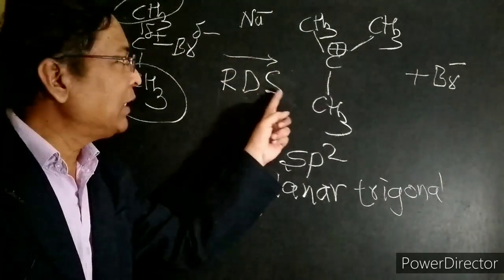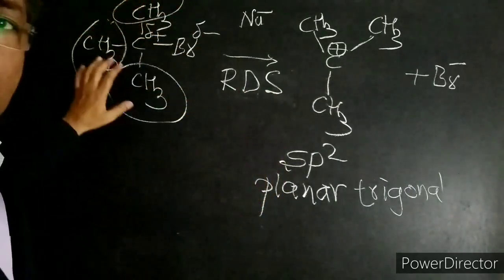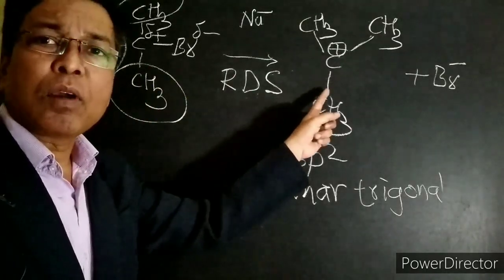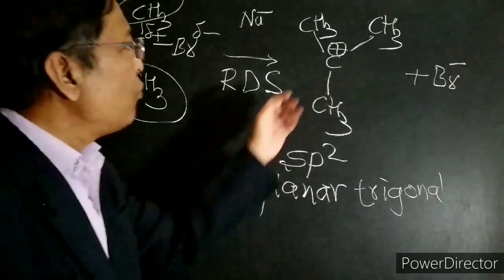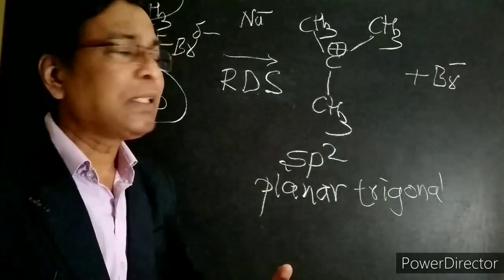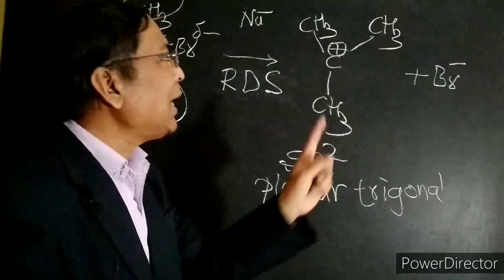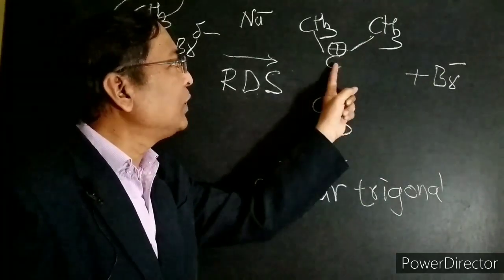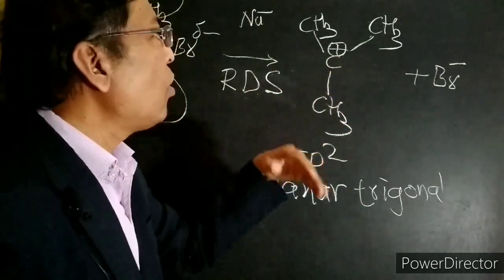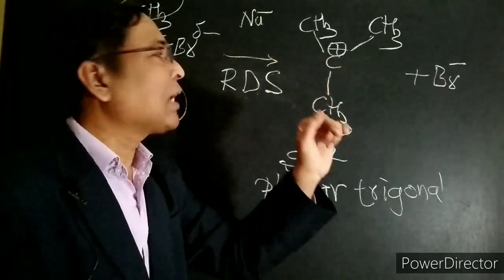Rate determining step, RDS. When the bulkier groups are present on the carbon atom, the first step is formation of carbocation. When the carbocation is formed in the first step, the next step is attack of the nucleophile on the carbocation. The nucleophile can attack from the front side, or it may attack from the back side of this carbocation.